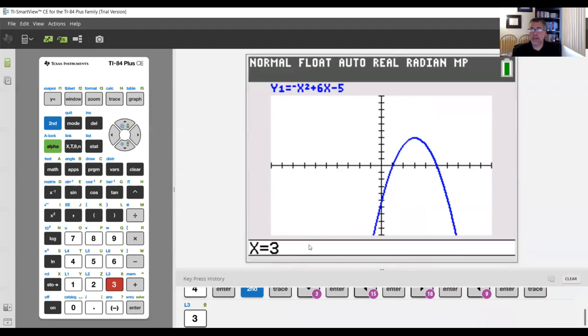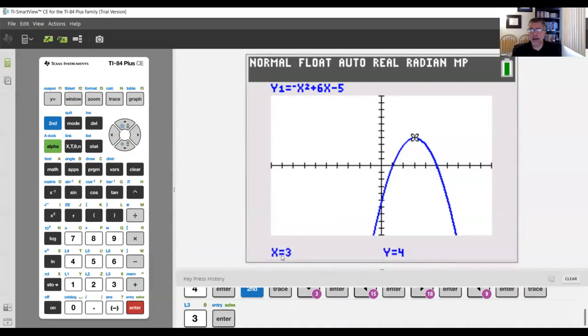I can verify that by merely hitting the trace key and then hitting 3. If I ask, at x equals 3, where was this value on the graph, it'll say x equals 3 and y equals 4. The calculator is estimating where that value is, but it did give us the correct value for the range, and the correct y value was 4.